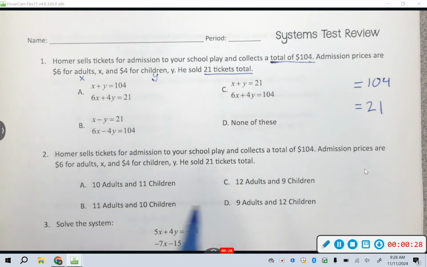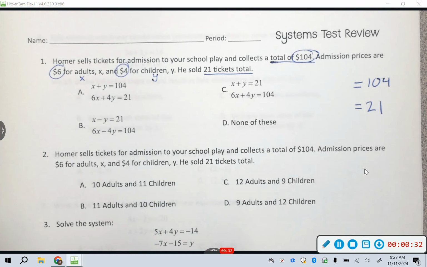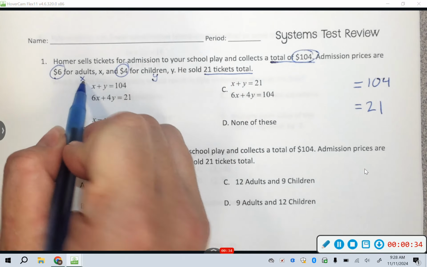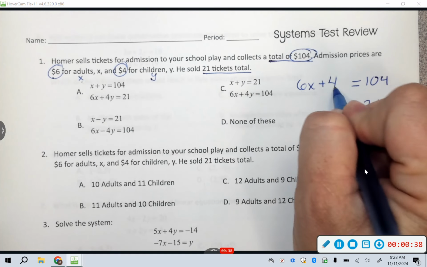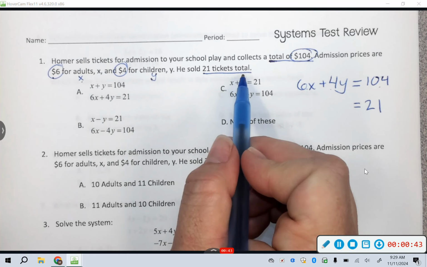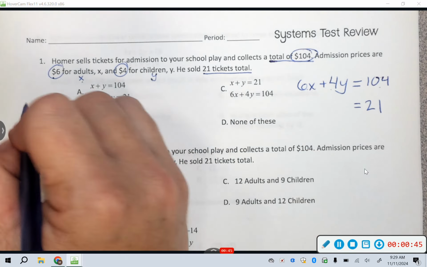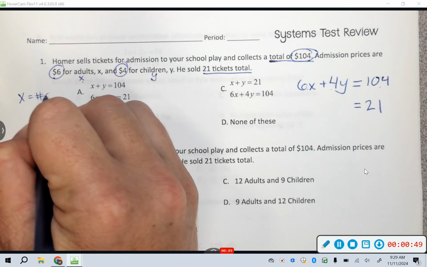And I want you to remember money goes with money goes with money. So money, money, money all have to be in the same equation. Well, $6 per adult plus $4 per child equals money. Money, money, money. And then I know 21 tickets total. Well, I don't know how it's separated, but I know that X stands for my adult tickets, so the number of adults.